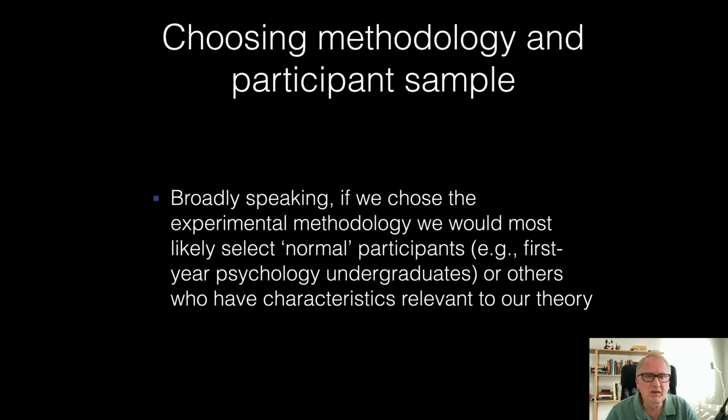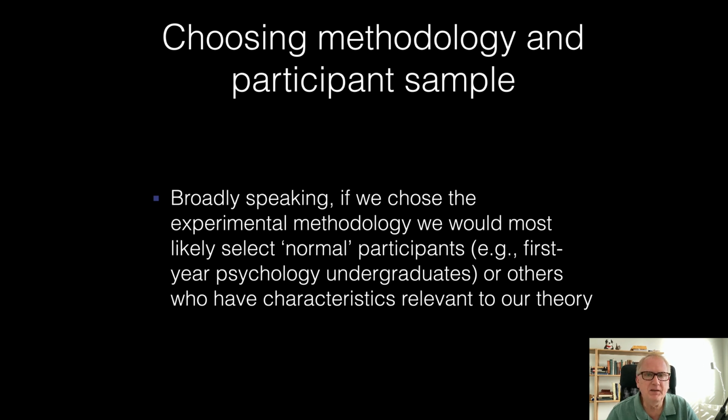Broadly speaking, if we choose experiments, then we're probably more likely to select what we call normal participants. And you'll notice I put that in quotes there. That is, usually people in psychology choose normal participants like first-year psychology undergraduates or other people who have characteristics that are relevant to our theory.